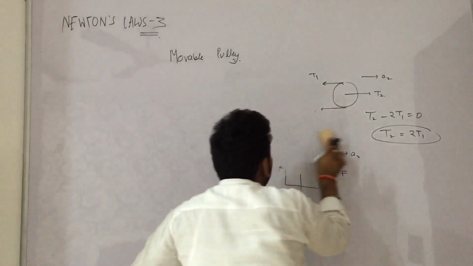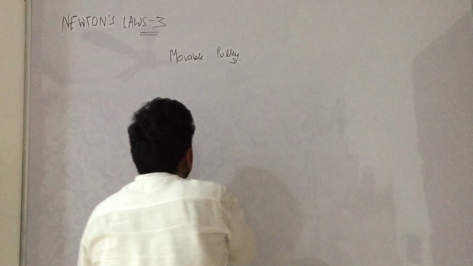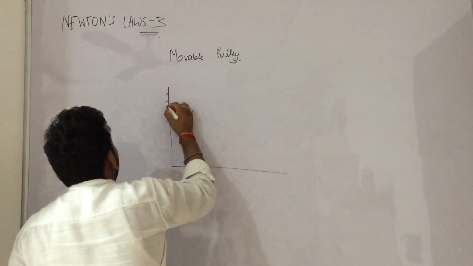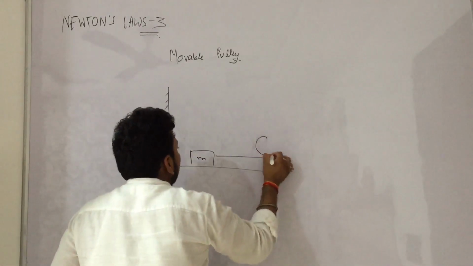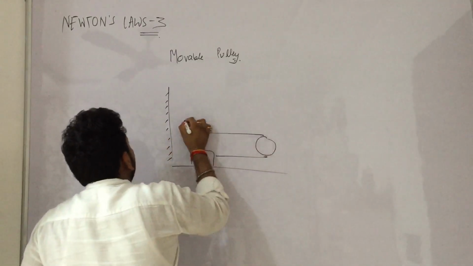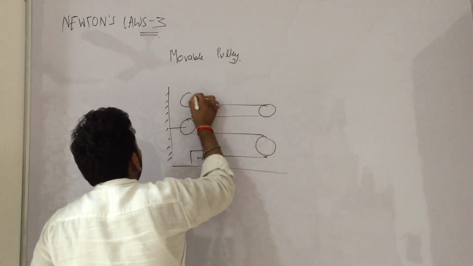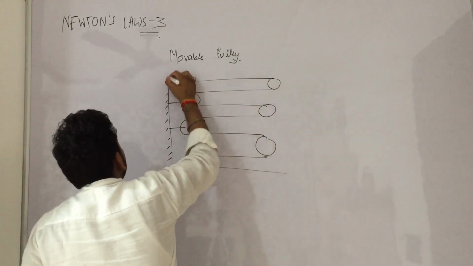Now let us see a similar case with a little more complexity. Suppose a mass small m is there, a pulley, and then again a pulley. It looks like launching a missile or something, yeah.